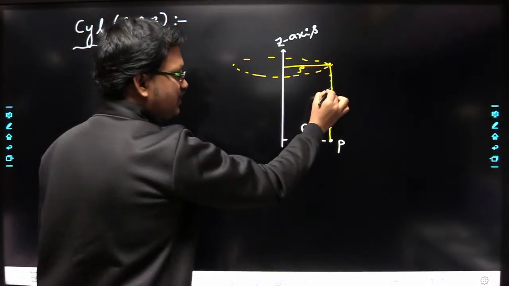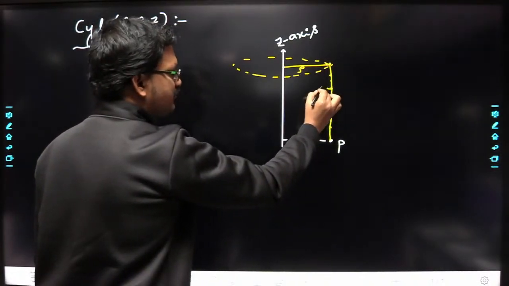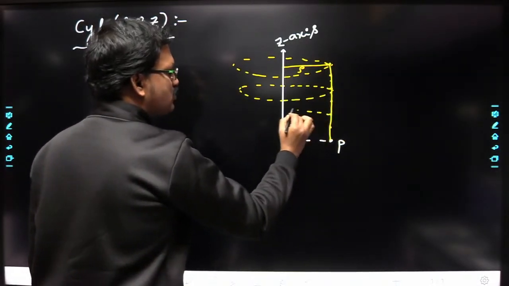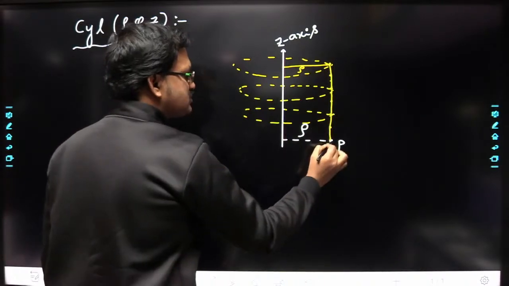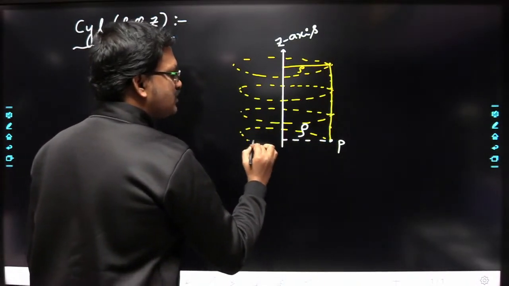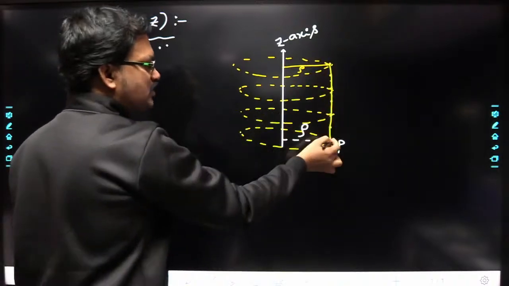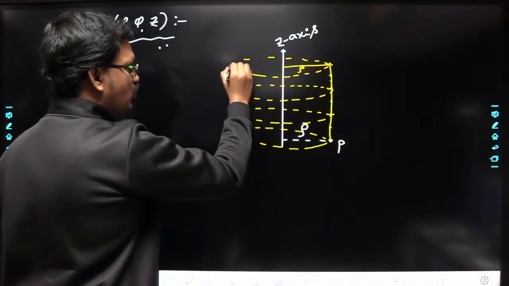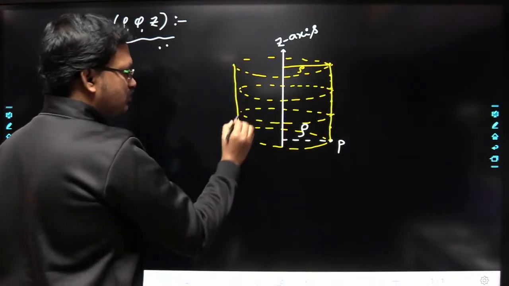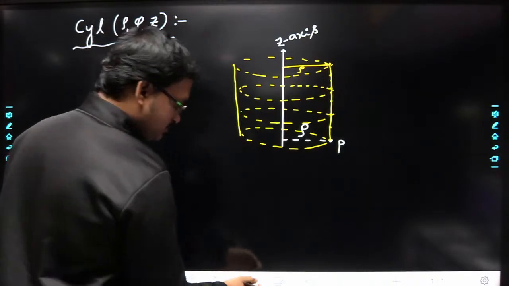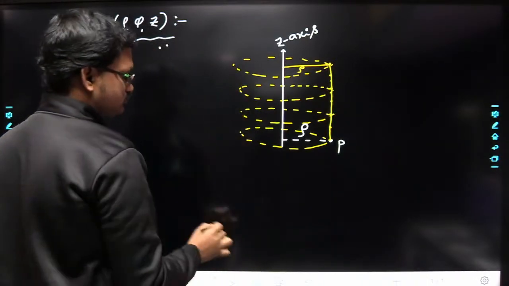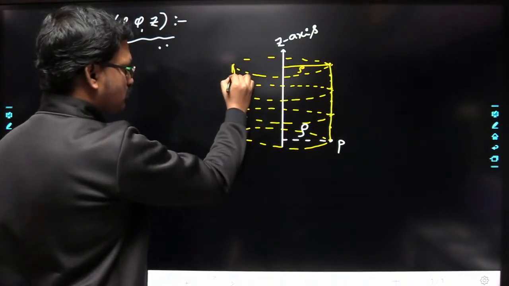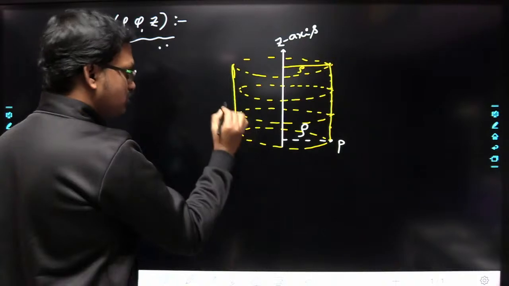Understood? Similarly, the point that is present here is also going to trace a circular path. Similarly, this point will also trace a circular path, and the point here also. So all the points on this line are going to trace circular paths. If you join all those points, you are going to get this shape. Yes or no? Okay.